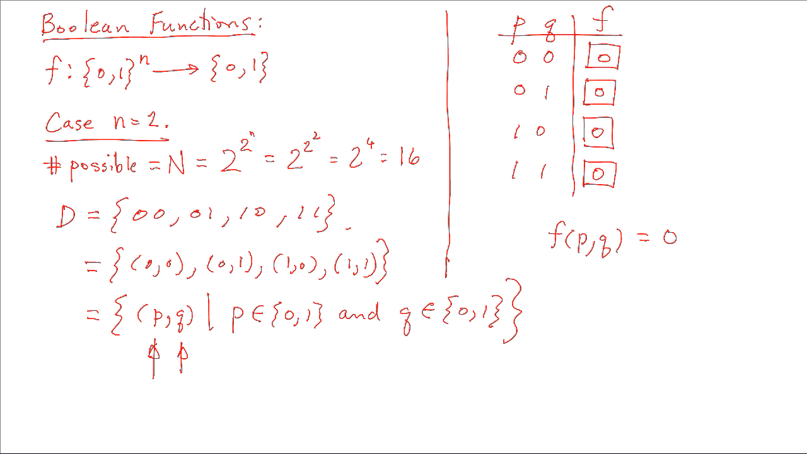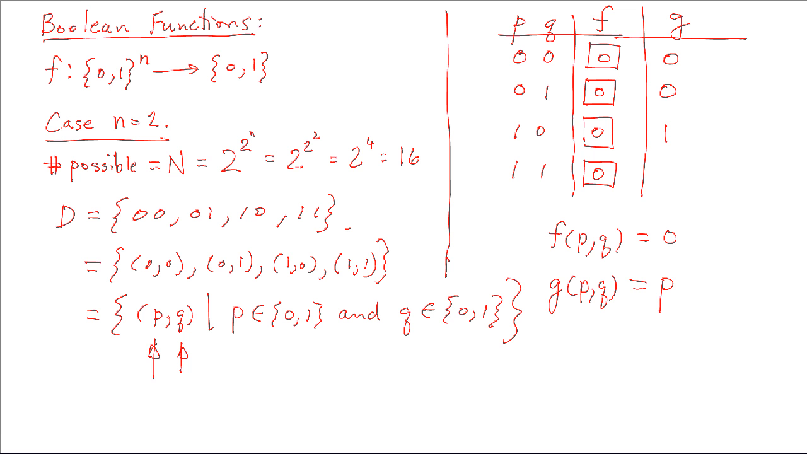I could define another function, let's call it g of P and Q, such that the output is P itself. And I could go ahead and define g over here, and the output is supposed to be P. P is a 0 here, so it doesn't depend on Q at all. P is a 0 here. On the 3rd line, P is a 1, and on the 4th line, P is also a 1. So this is another possible function.